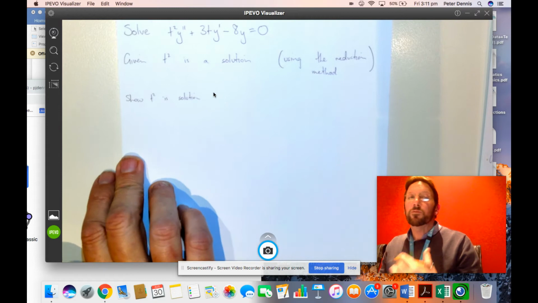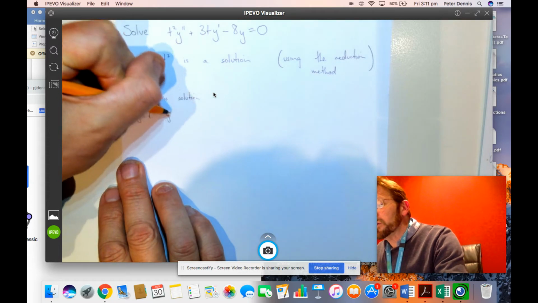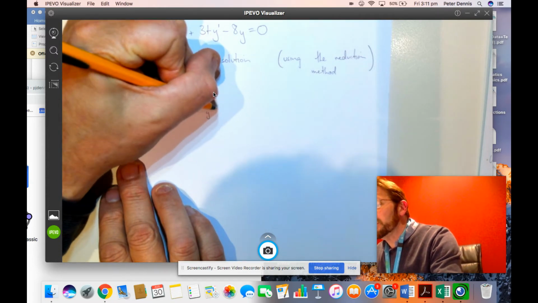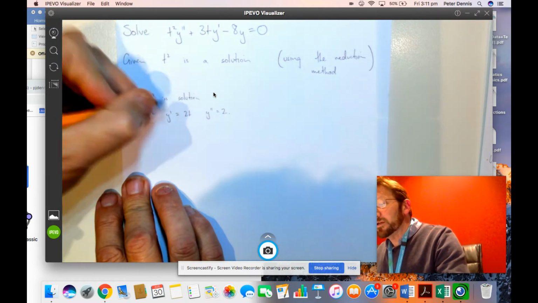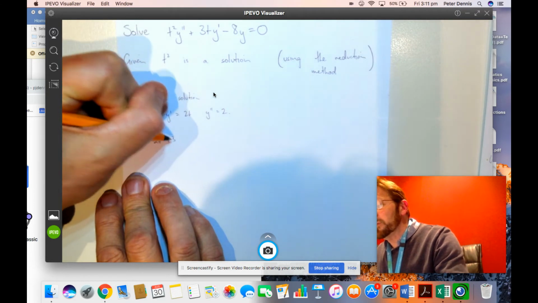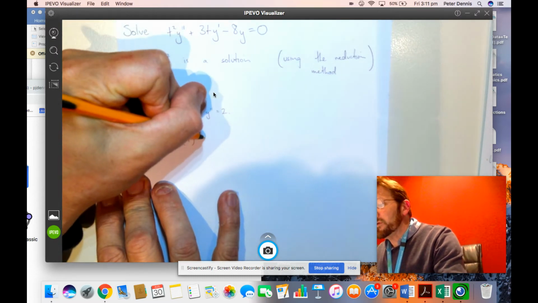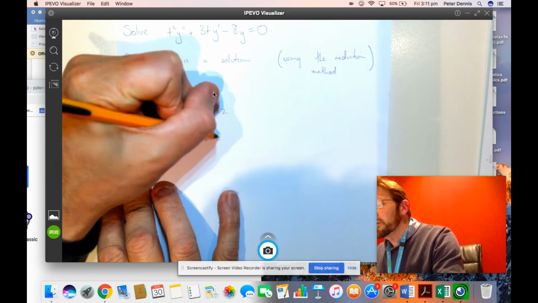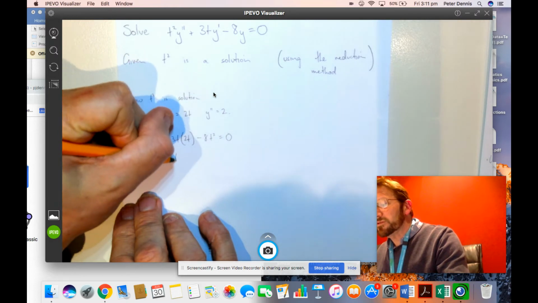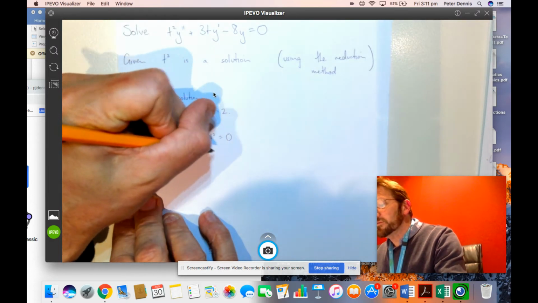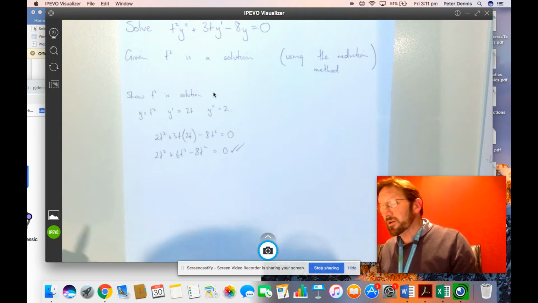How do we verify that? We just plug it in. If t squared is the solution, that means y equals t squared, y dash equals 2t, and y double dash equals 2. So just plug it in here: 2t squared plus 3t times y dash, which is 2t, minus 8t squared. Does that equal 0? This is 2t squared plus 6t squared minus 8t squared equals 0. So, yep, we know that t squared is a solution.